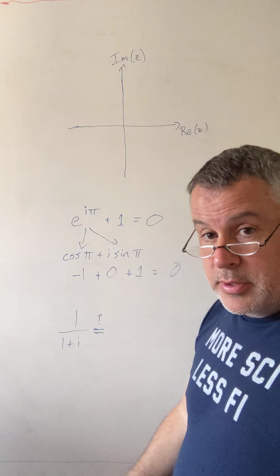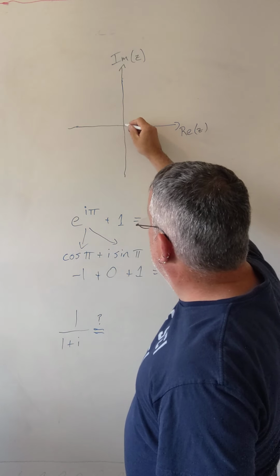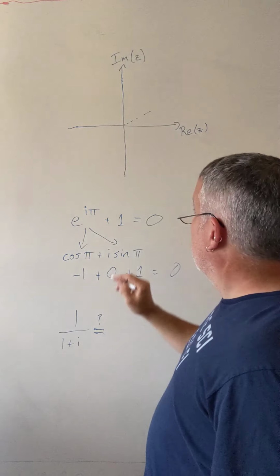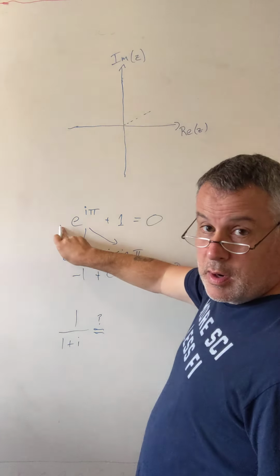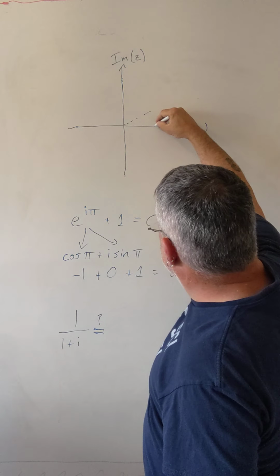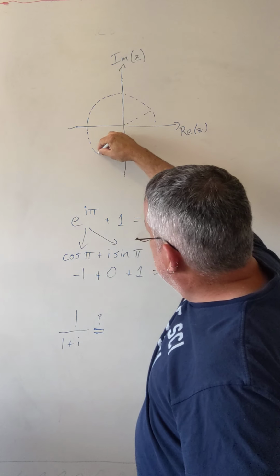What does it look like on the complex plane? We start out here. Remember, we're imagining our circle. Our circle has a radius of 1 for e to the i pi to think about it. So we're on a circle that has a radius of 1, like this.